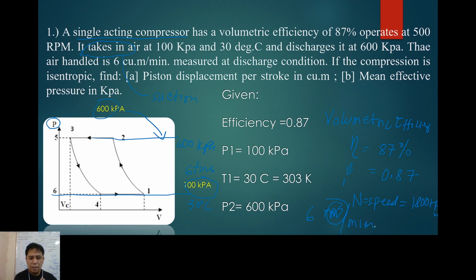Volume of air, no, that is flowing per minute. Yeah, 6 cubic meter per minute. And then where is this measured? At discharge condition. So at the discharge condition, we have this 6 cubic meter per minute. Then the other is if the compression is isentropic. Now, what is isentropic?